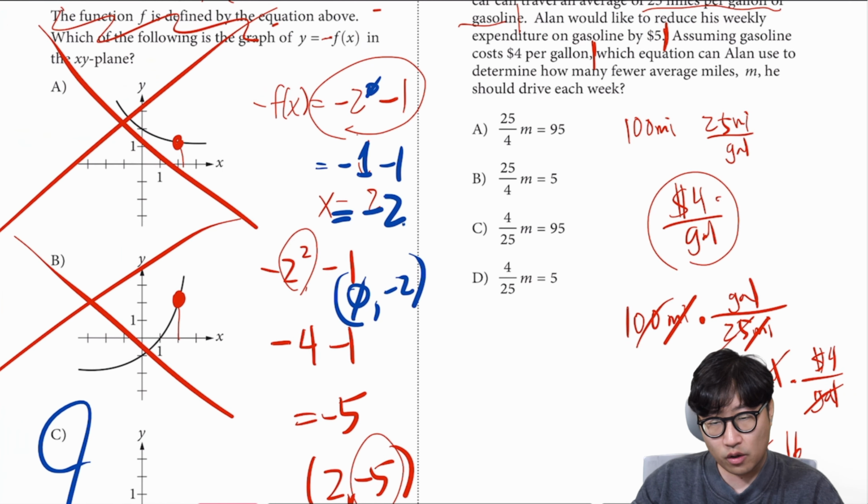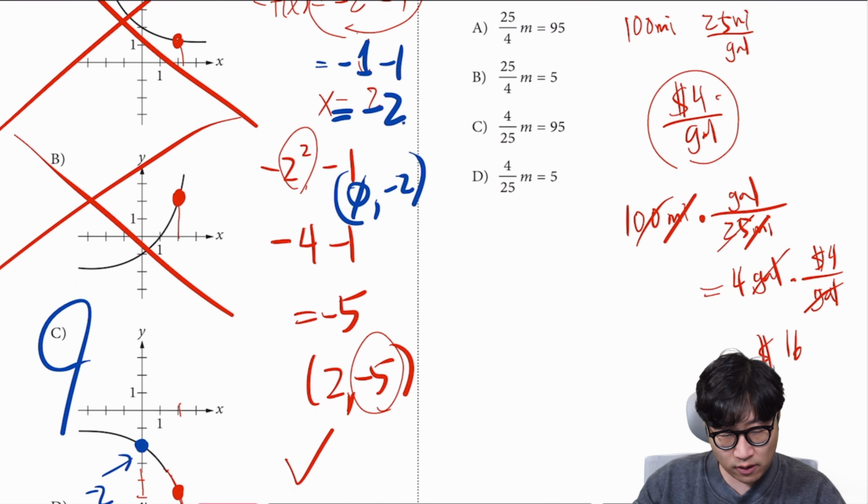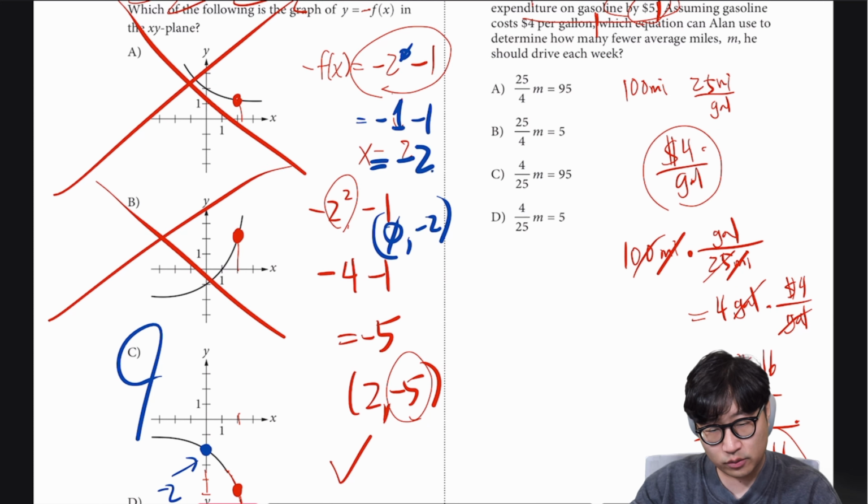So what do we want? We want to reduce that by $5. Okay, so $5, if you subtract that off from here, then now that would be $11 that he should be spending. So you really don't have to do this at this point, because all you got to do is this. He needs to save that $5.